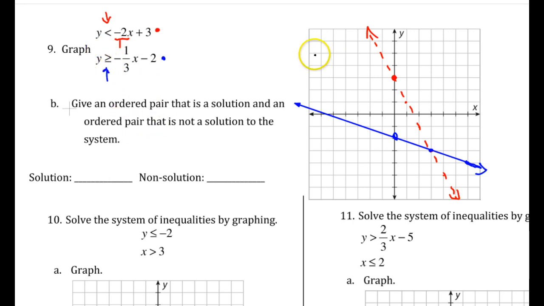So what of these 4 regions, 1, 2, 3, and 4, is below the red but above the blue? What's below the red and above the blue? 1. Alright, and before you say, yeah, that's for sure, take a point, let's say 0, 0, and check it. Is 0 less than 3?